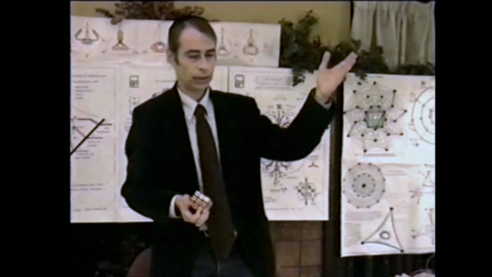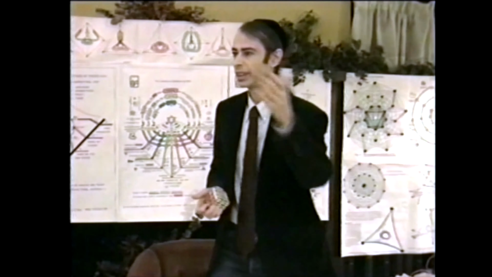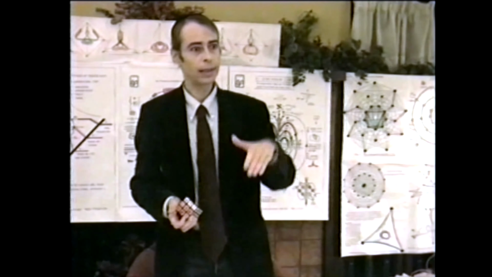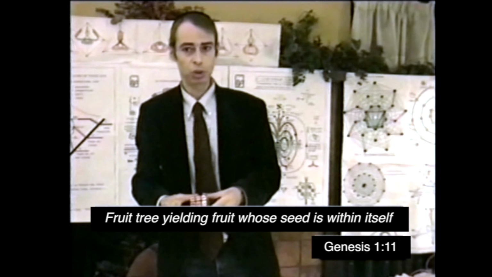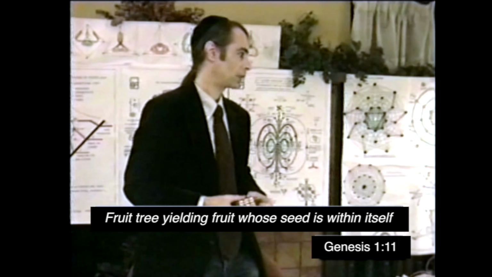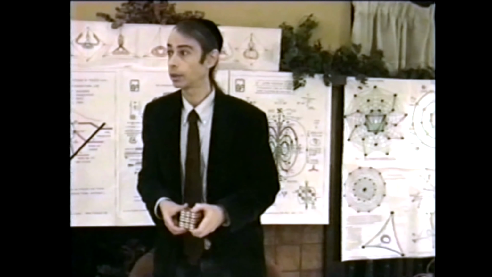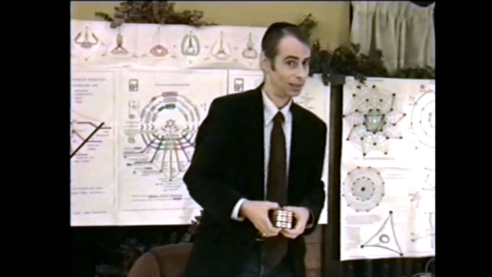There is a text written in an alphabet that curls itself up into a form that casts shadows that are the letters that the text is written in. Fruit tree yielding fruit whose seed is in itself. That is very self-embedded. That is very self-referential. That's a very reflexive process. It's creating its own letters in which it's written.